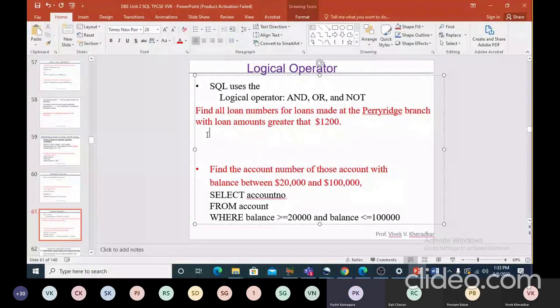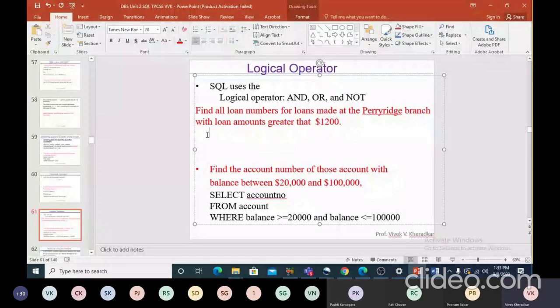Because it does not contain branch name and loan amount. Exactly, it does not contain branch name and loan amount. So here, don't go with only one attribute. Collect all the requirements given in the query, and based on that requirement you have to identify which table is required. So what is the final answer of this query?